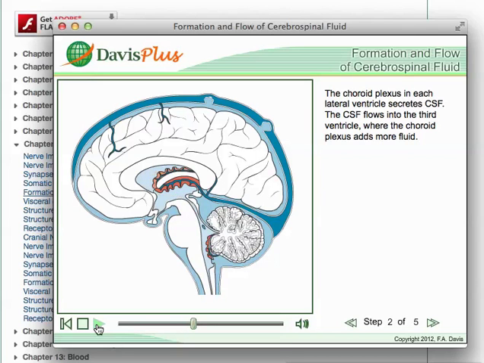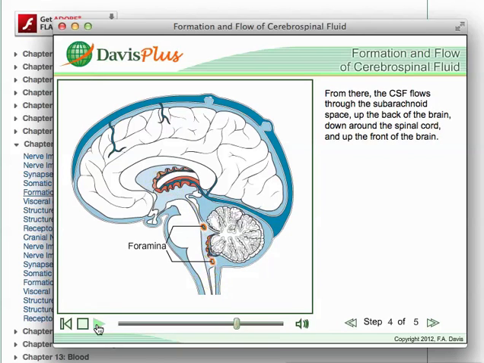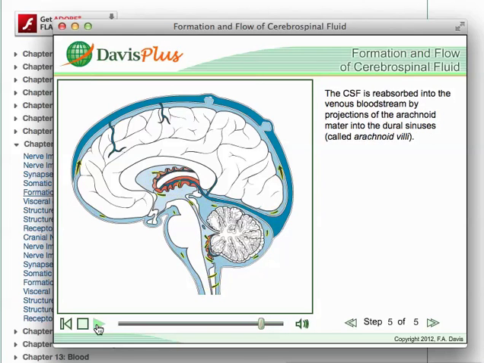The CSF flows into the third ventricle, where the choroid plexus adds more fluid. Then CSF flows into the fourth ventricle, where still more CSF is added. Some of the CSF flows through 2 tiny openings called foramina. From there, the CSF flows through the subarachnoid space, up the back of the brain, down the spinal cord, and up the front of the brain. The CSF is reabsorbed into the venous bloodstream by projections of the arachnoid mater into the dural sinuses, called arachnoid villi.